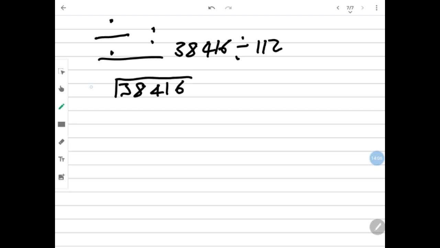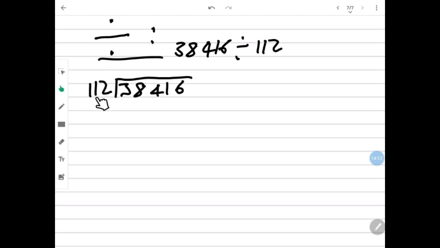So the question we have is, I'm just going to write it down first. What was it? 38,416 divided by 112. All right, you have to be able to use long division. So we're doing that quickly here. 38,416 divided by 112. Right, I hope you can remember how to do this.